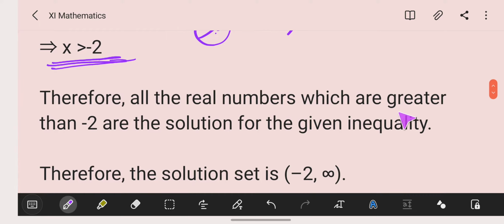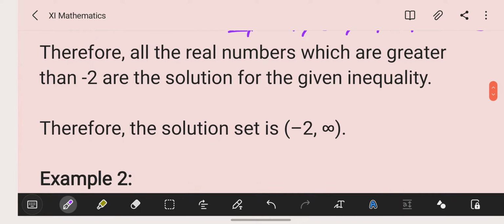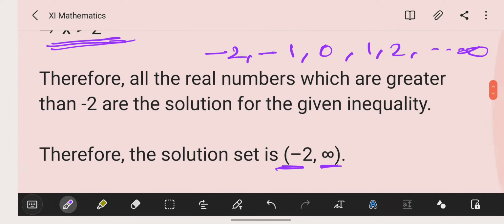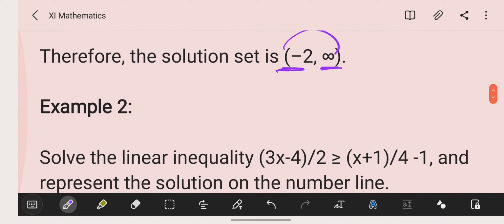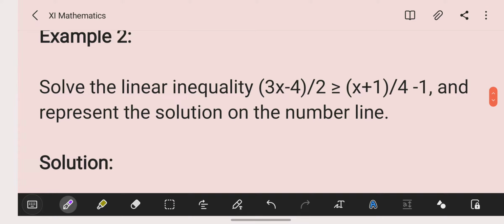Therefore, all the real numbers more than minus 2. More than minus 2 means what? Minus 2 and going to the right hand side: minus 1, 0, 1, 2 till infinity. So opening at minus 2 and going to infinity, isn't it? So minus 2 to infinity in open interval will be the solution set of the given inequality. Let's talk about the next example.